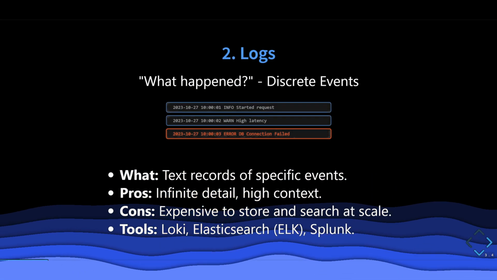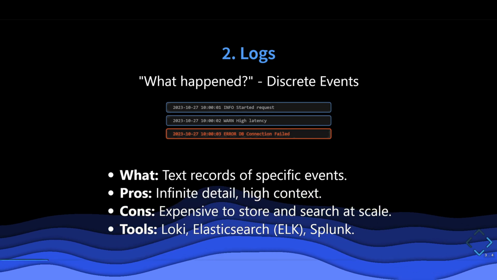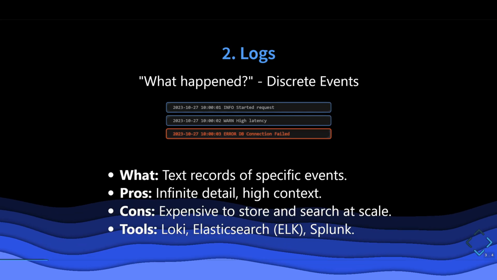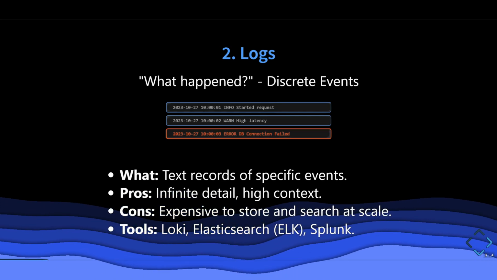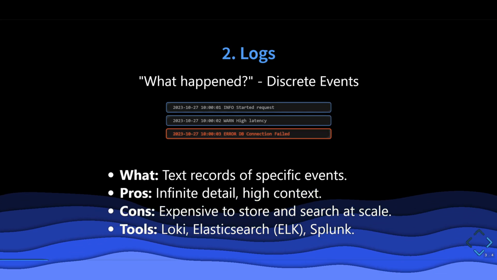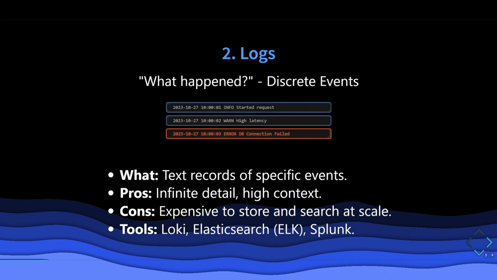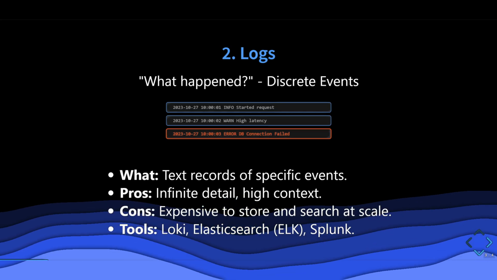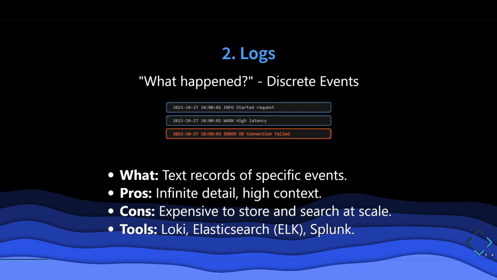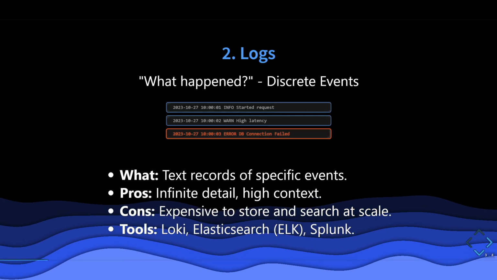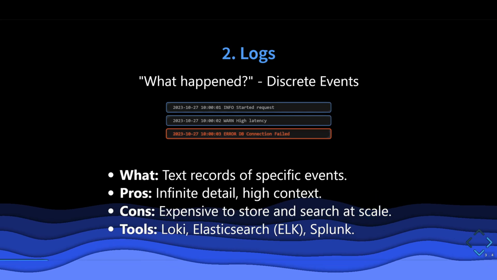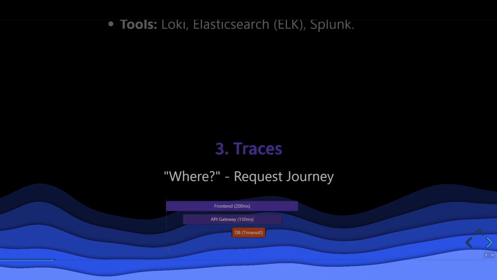Next up, we have logs. If metrics tell us something is wrong, logs help us answer the question, what exactly happened? Logs are text records of discrete events. Their biggest strength is the infinite detail and high context they provide for troubleshooting. However, they come with a cost, literally. They are expensive to store and can be quite slow to search at a large scale. Common tools in this space include Loki, Elasticsearch, and Splunk.